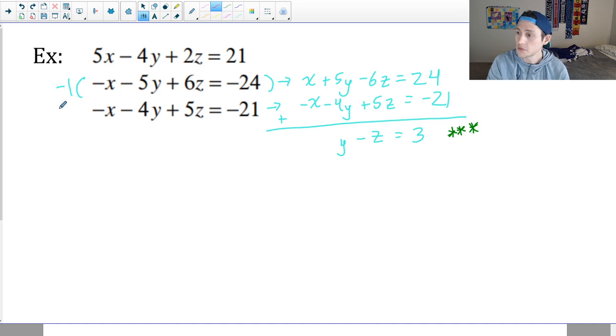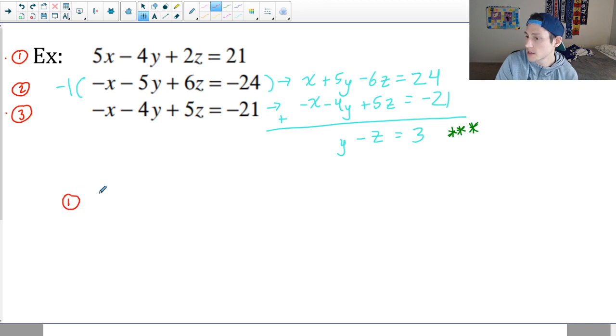Okay, so now I want to pick a different 2 equations and eliminate x again. Since we eliminated x the first time, we want to eliminate x again, but with different equations. So I'm going to also number these. So equation 1, equation 2, equation 3, just so I can easier write those. I'm going to choose the first equation and the third equation. And the first equation I'm just going to leave as is. 5x minus 4y plus 2z equals 21. But the third equation, so to eliminate x, I'm going to need that third equation to have a negative 5x, since this has positive 5x.